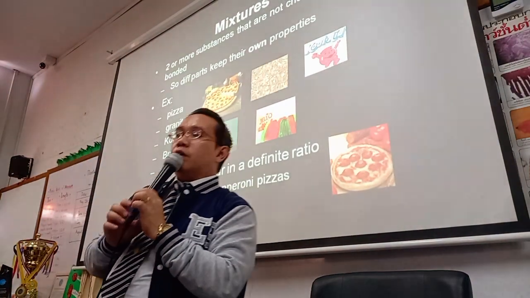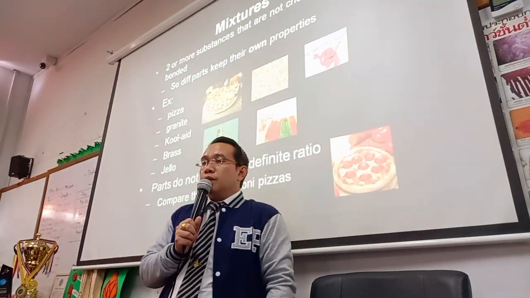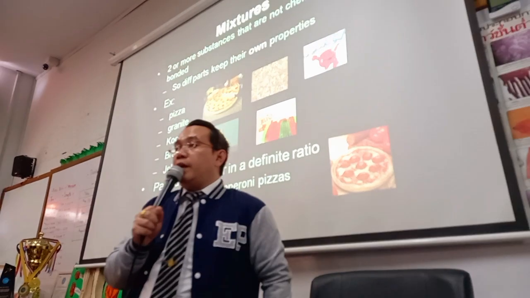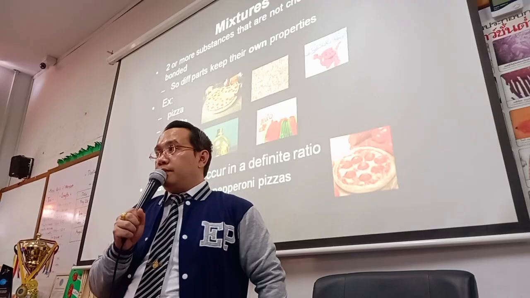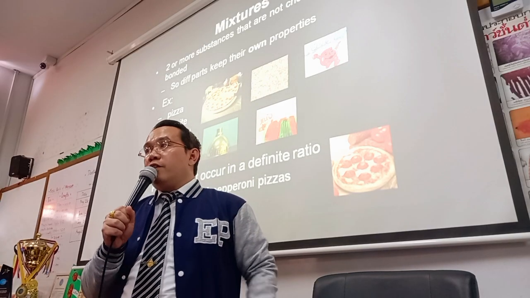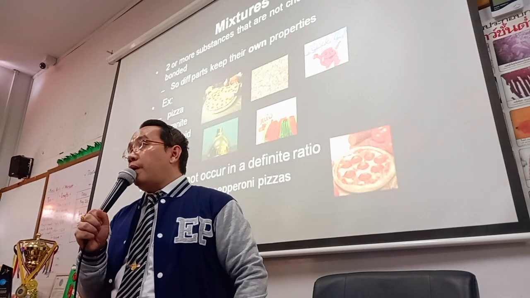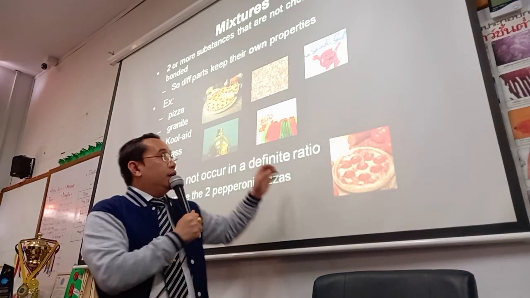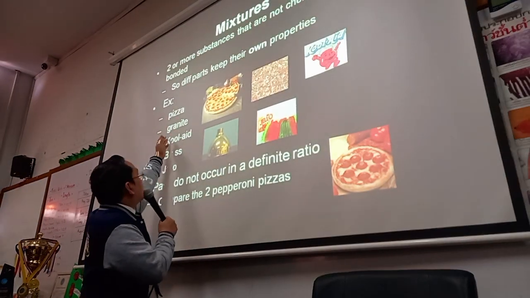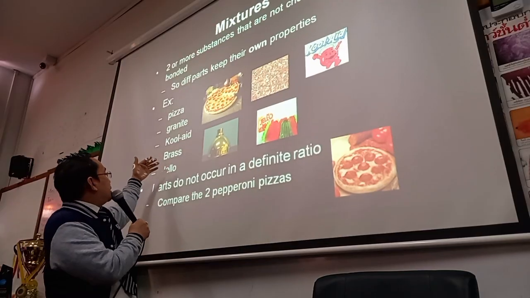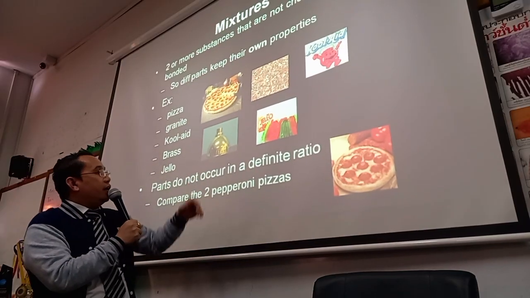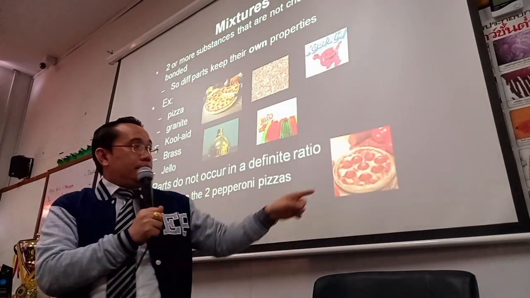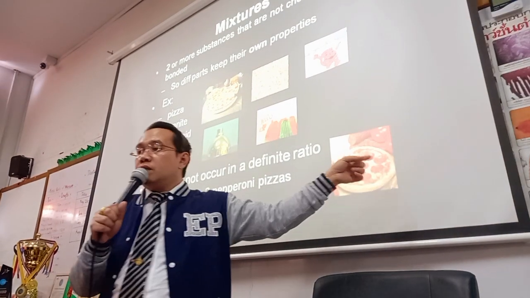So, let's now focus on mixtures. Mixtures are two or more substances that are not chemically bonded, so the different parts keep their own properties. Examples here are pizza, granite, Kool-Aid, and brass. The parts do not occur in a definite ratio. Compare the two pepperoni pizzas here.